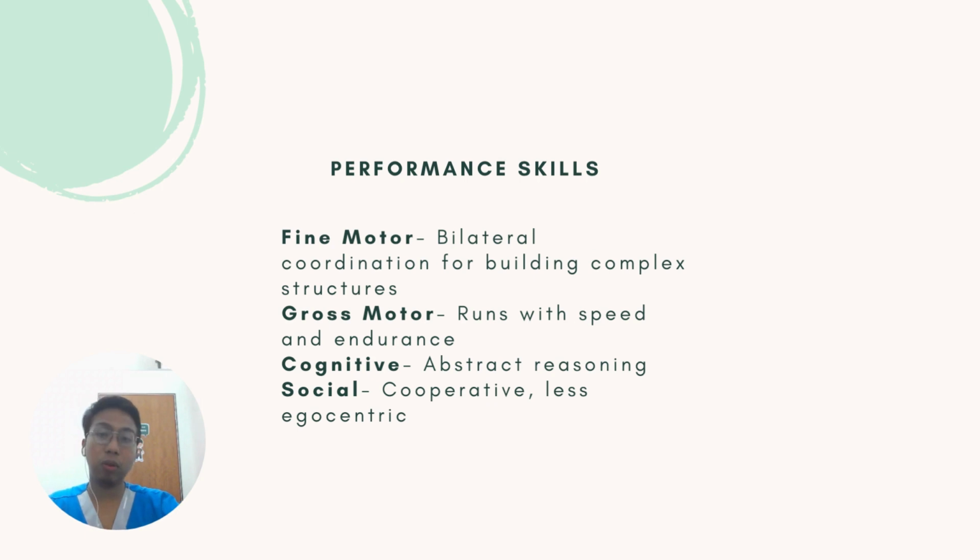Performance skills: you can see fine motor and bilateral coordination for building complex structures. For example, we want to build a tall building. Bilateral coordination is necessary, using two hands, one hand does this and all that, and then manipulating the objects, becoming better. Gross motor equals runs with speed and endurance, because last time they just ran. There was no speed and no endurance, but now they can test their muscles. And cognitive will be abstract reasoning, because we are almost entering concrete operational where abstract reasoning is developing, for example, mathematical reasoning.